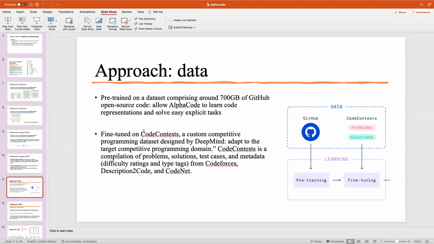And so the CodeContests dataset is a compilation of problems, solutions, and test cases, and also the metadata. The metadata include the difficulty ratings and type tags from Codeforces, which is a code contest platform, and also descriptions to code and so on. So here is the overall data used in the AlphaCode model.